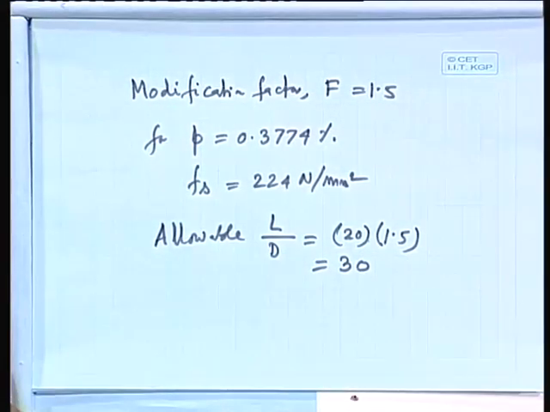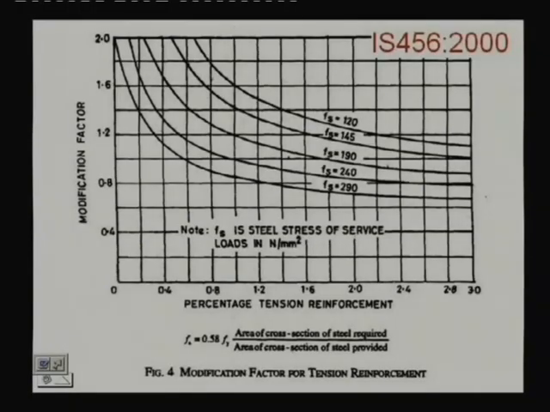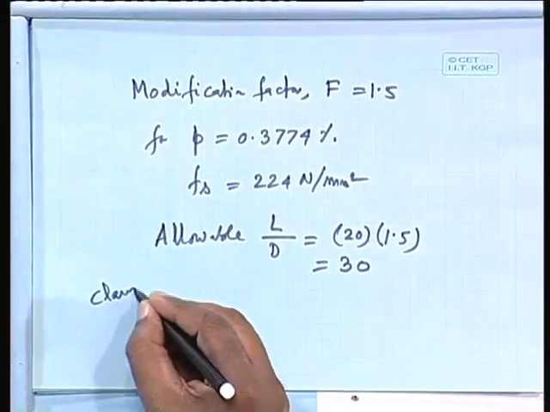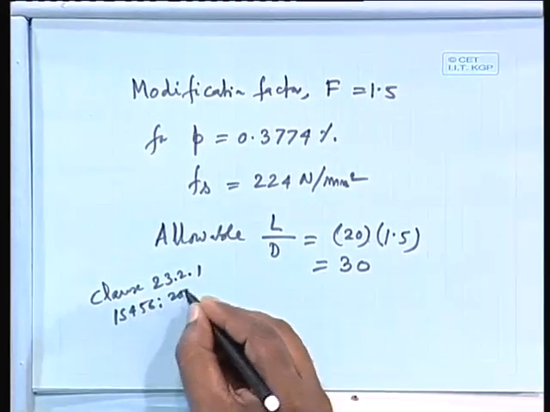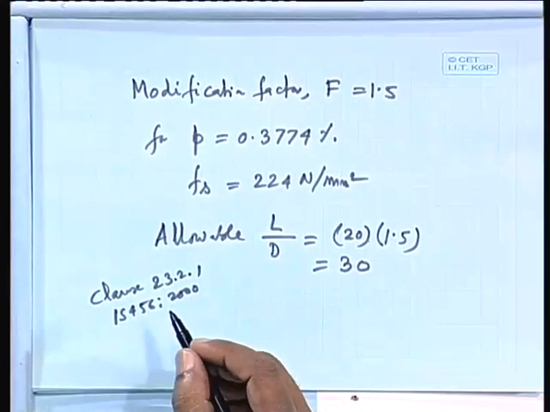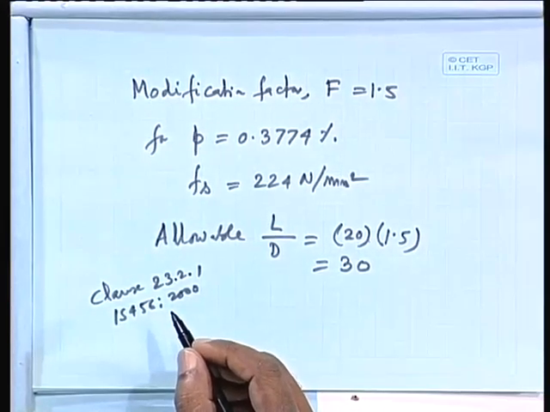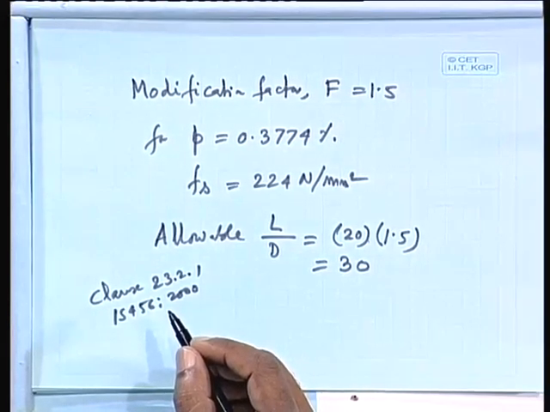So, I can just read it. That is in your clause 23.2.1. It reads here that basic values of span to effective depth ratios for spans up to 10 meter: cantilever 7, simply supported 20, continuous 26. Please note it is written as span to effective depth ratios.